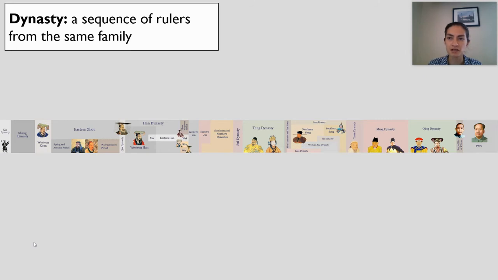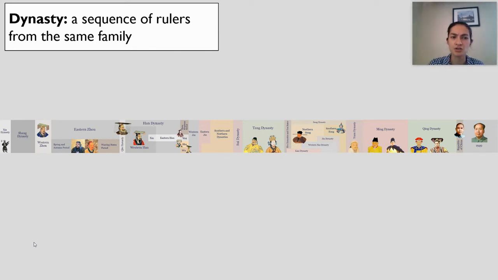So if I represent this pictorially with this timeline that some great person on the internet put together, the first thing you want to know is that when we talk about Chinese history up until the last 100 years or so, we often use the term dynasty to refer to different periods and political regimes in China. A dynasty just means a sequence of rulers from the same family. So when we talk about the Han Dynasty, we're referring both to a group of people who ruled China for 400 some years and to the period over which they ruled China.